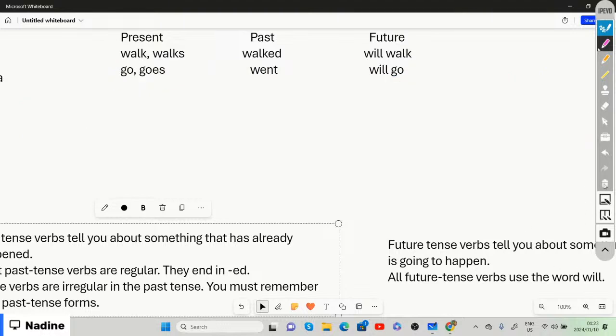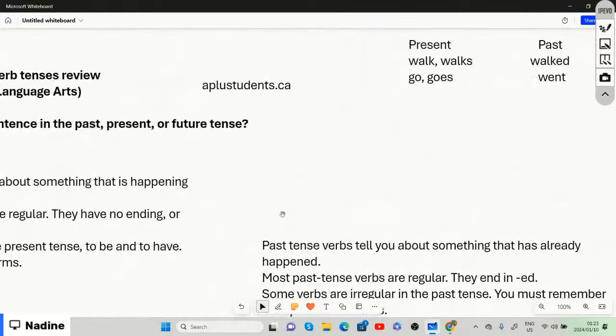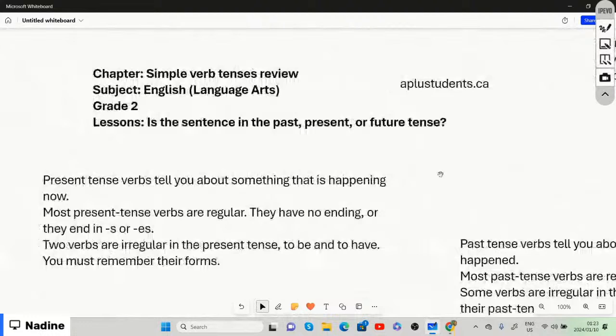All right. And we said we are doing our tutorial lesson on aplusstudents.ca. So we're going to go to aplusstudents.ca and do a few more activities and then we're going to do our test. And remember, whatever we don't finish together of the test, you're going to complete on your own. And once again, present tense verbs tell you about something that is happening now. Past tense verbs tell you about something that happened. And future tense verbs tell you about things that will happen or that are going to happen.